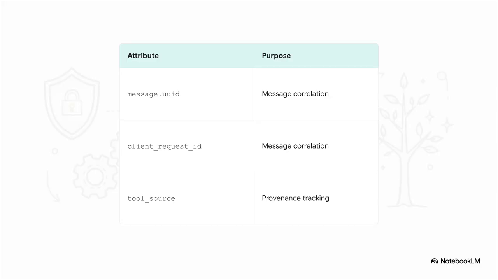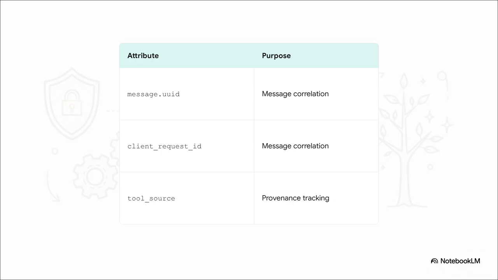Our third feature update revolves around observability with OpenTelemetry, or OTel, improvements. If you're out there analyzing logs, you know correlation is everything. OTel log events now include 3 brand new attributes. We've got message.uuid and client request ID to help you perfectly match requests to responses, and tool source, so you know exactly where a tool's action actually originated.